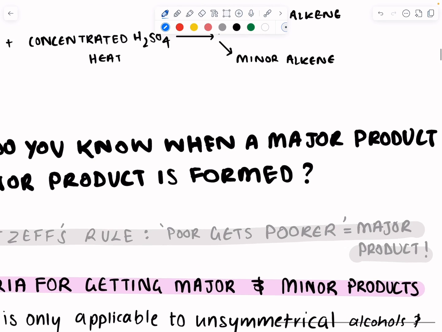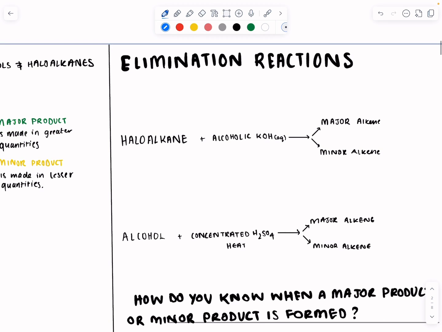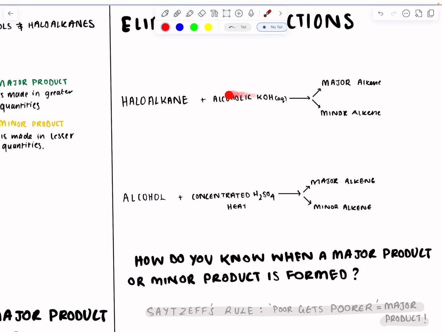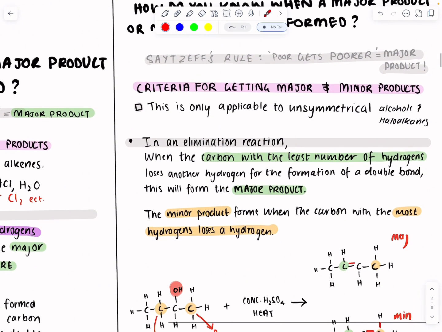Well, before I get there, I want you to understand that when we're dealing with elimination reactions, it's going to be from haloalkanes turning into alkenes, as you can see over here, with the reagent of alcoholic KOH. And then we've got alcohols turning into alkenes, with the use of concentrated H2SO4 and heat. And so we're forming a double bond by getting rid of hydrogens. And so let's have a look at an example to see how a major product is formed.